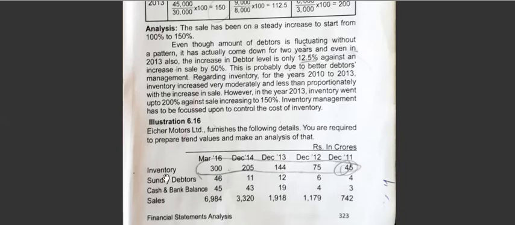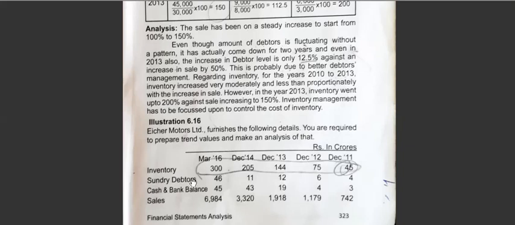If you take inventory, the values are 300, 205, 144, 75 and 45. Now 45 is the base year. So 2011 is 100, then 75 divided by 45 into 100, 144 divided by 45 into 100, 205 divided by 45 into 100, 300 divided by 45 into 100. Okay, so you will get the percentages.